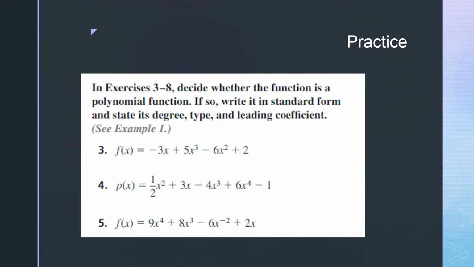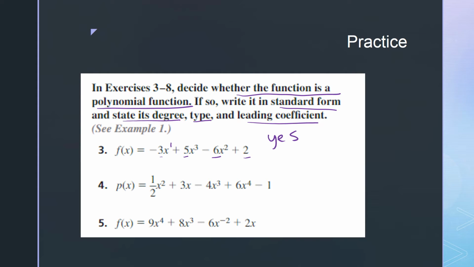Now for a few examples, this asks us to do several things. It says, first of all, decide whether it's a function or not. Then if so, write it in standard form, state the degree, the type, and the leading coefficient. So number 3, I would say, because I see all of these coefficients are real numbers, and my exponents are all whole numbers, then yes, this is a function.